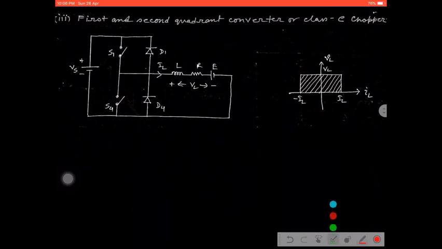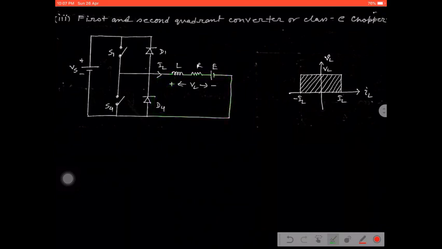See, during class A chopper, we know the current starts flowing through S1 to the load, and in this way the inductor polarity is positive and negative. When the inductor starts discharging, the polarity reverses, and the inductor tries to discharge in this way. Okay, it's the first quadrant operation, class A chopper.